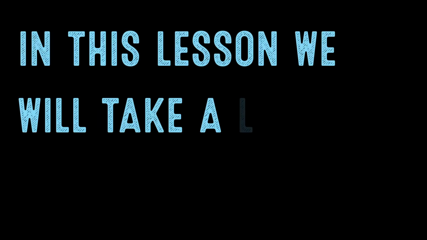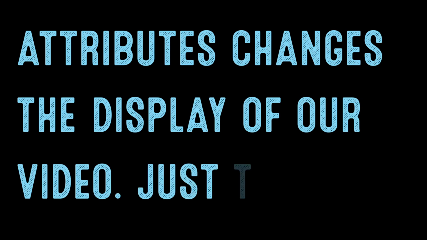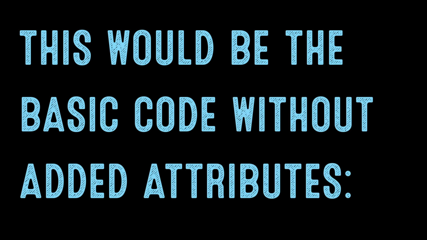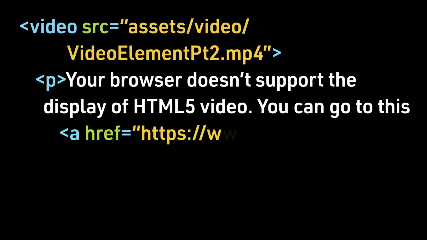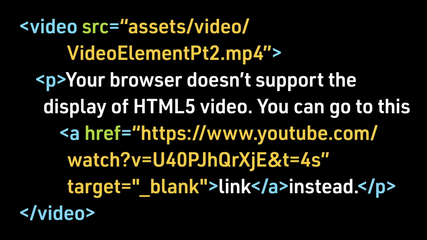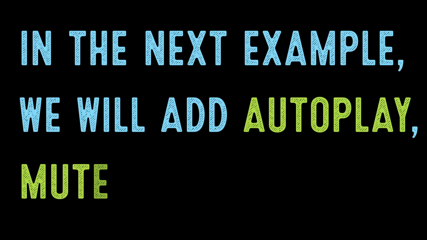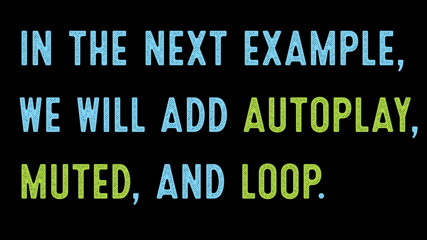The Daily Code Snippet. In this lesson, we will take a look at how adjusting the attributes changes the display of our video. Just to review, this would be the basic code without added attributes. In the next example, we will add autoplay, muted, and loop.